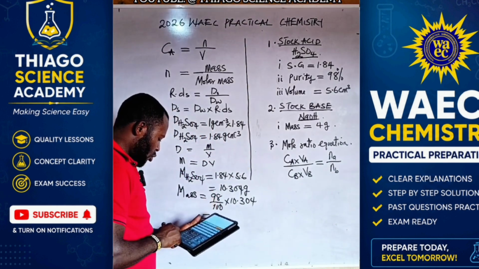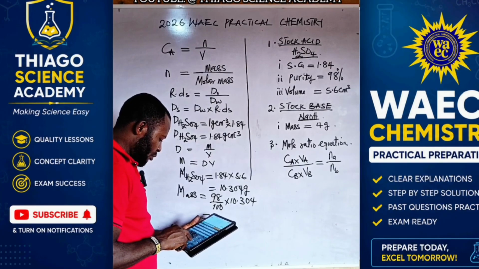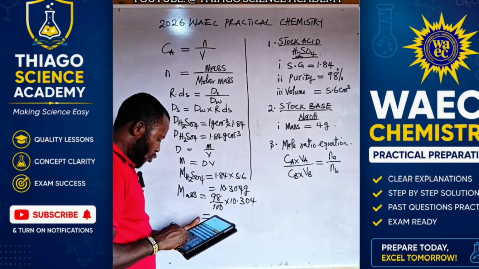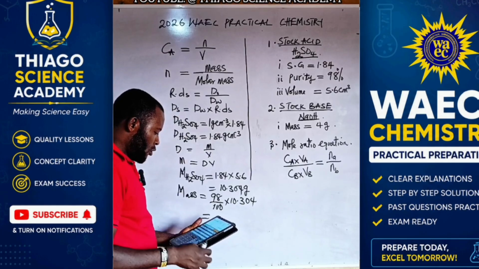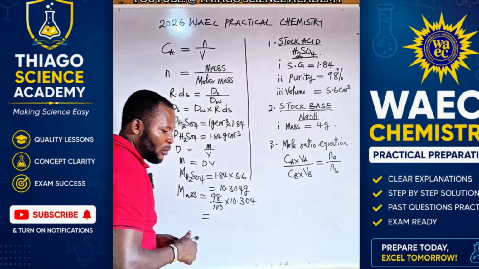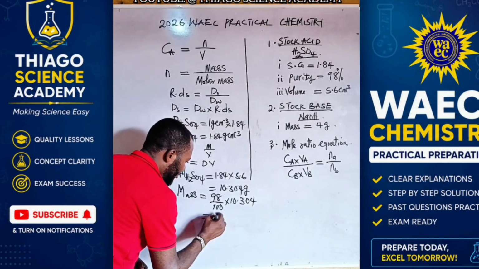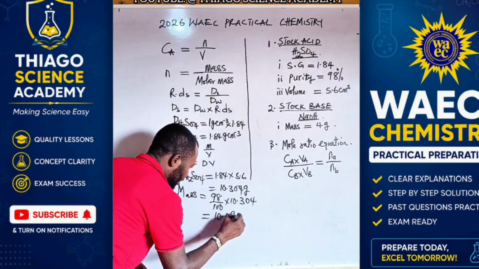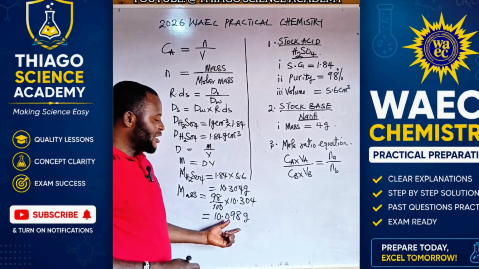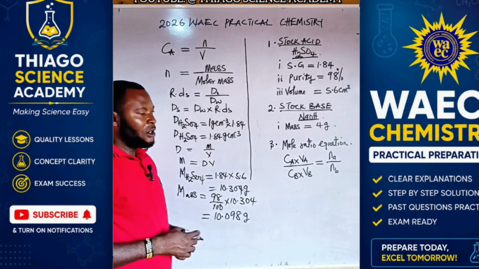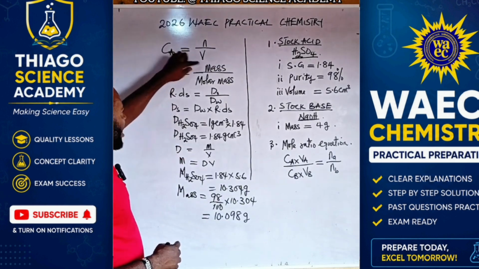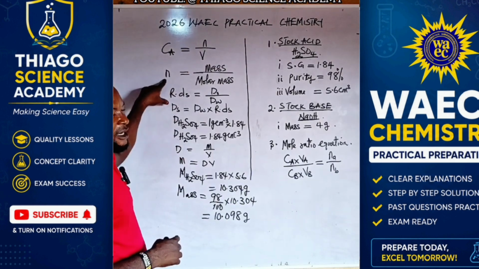So this is equal to, now we have, this divided by this is 0.98, then multiply by 10.304. So we have approximately 10.098 gram. So this is the mass of the pure H2SO4. Now from the pure H2SO4 mass, we can now calculate the n.